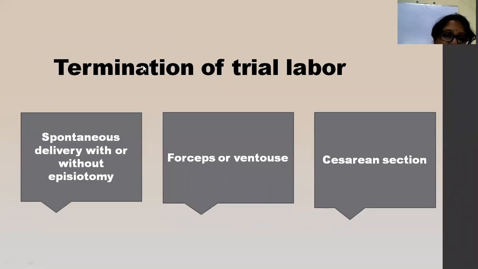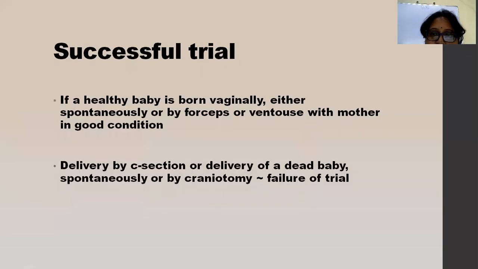Now, how do you terminate? In case you see unfavorable factors, how do you terminate a trial labor? If all the above factors are normal, then it can end with spontaneous delivery with or without episiotomy, or you can do an instrumental delivery with either forceps or ventouse, or if you think the trial is not progressing properly, you can go for C-section. These are the methods in which a trial labor is terminated.